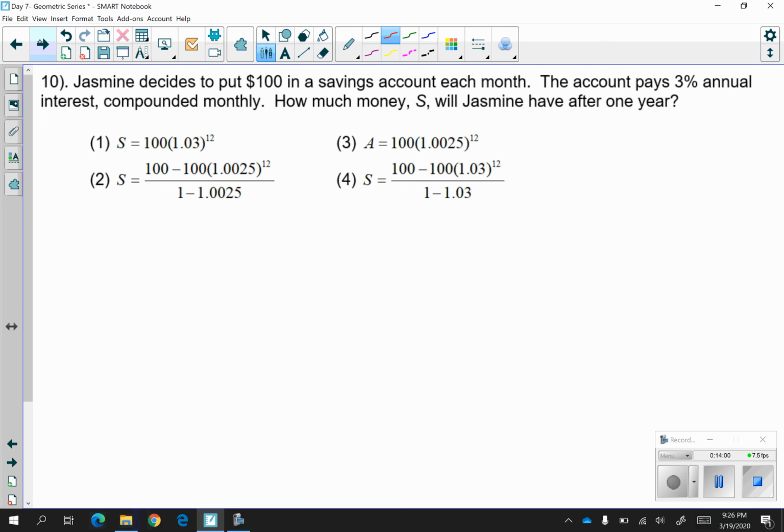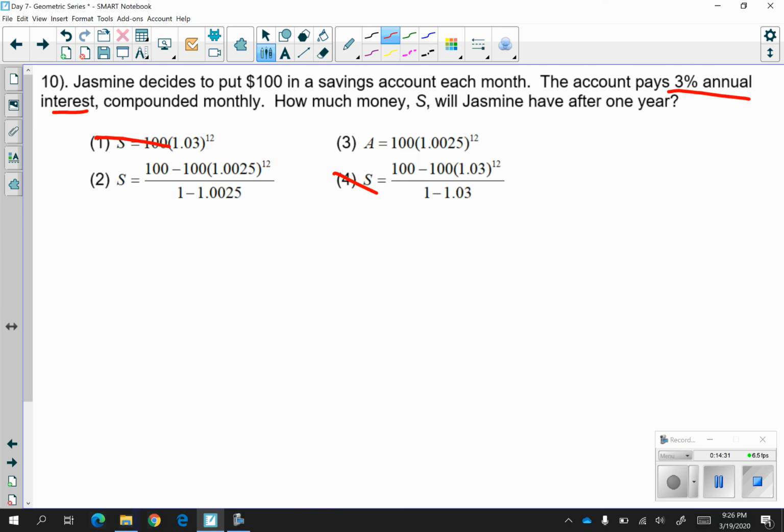So for this question, we're talking about months, right? But then it mentions that you have a 3% annual interest compounded monthly. So you can't talk about months and annual at the same time. So automatically don't choose the ones that have the 1.03 because that's different rates. Cross those out. I'll show you where they're getting the 1.0025 from.